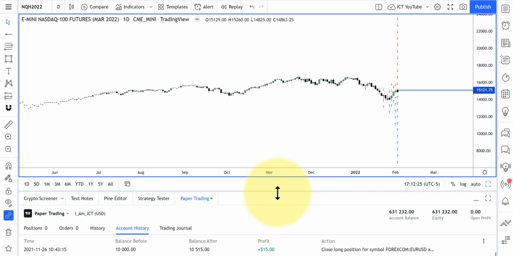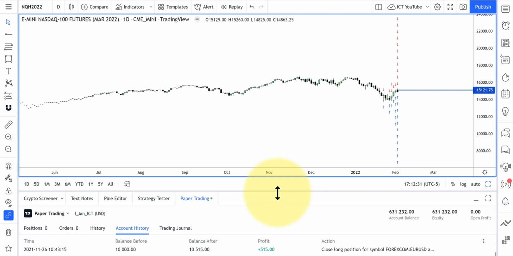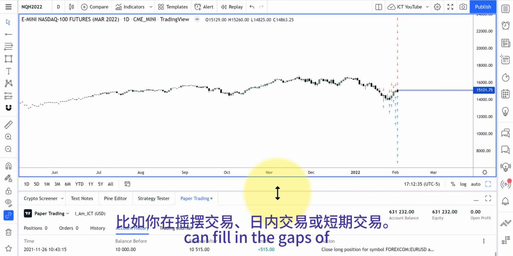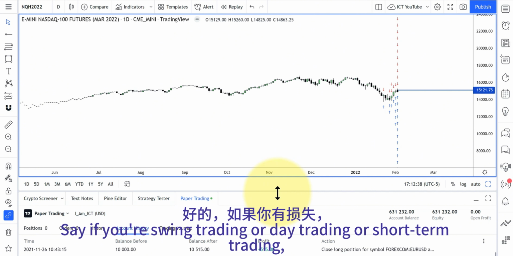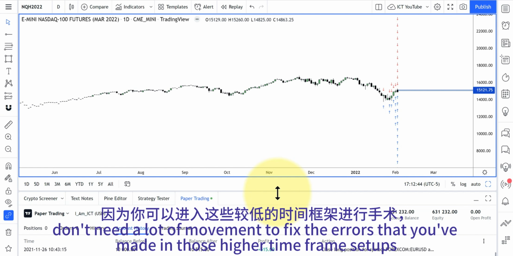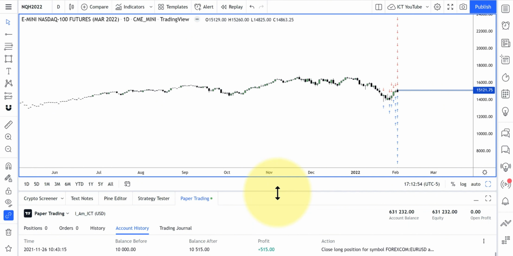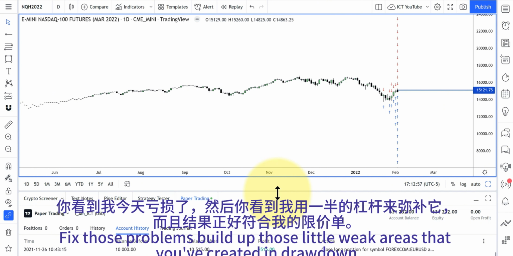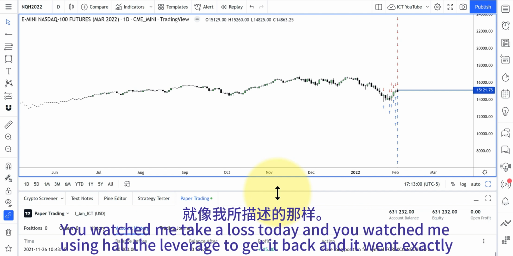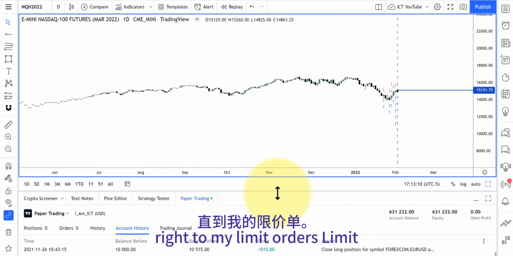So if you can do 2 or 3 of these intraday price action moves, that can fill in the gaps if you're swing trading or day trading or short-term trading, okay, and you have a loss. You don't need a lot of movement to fix the errors that you've made in those higher time frame setups, because you can go into these lower time frames and perform surgery and fix those problems, build up those little weak areas that you've created in drawdown. You watched me take a loss today, and you watched me using half the leverage to get it back, and it went exactly where I outlined it, right to my limit orders.